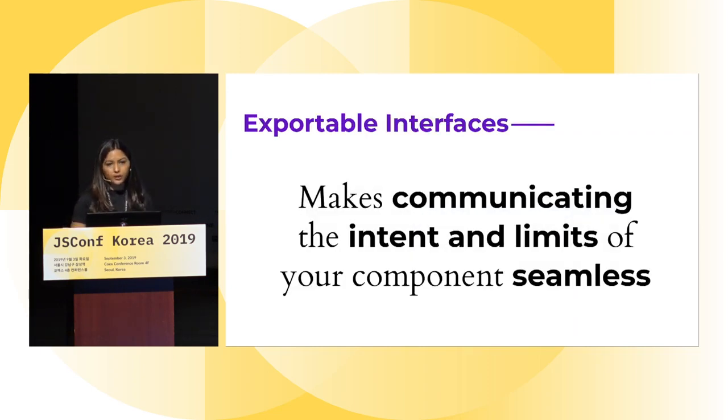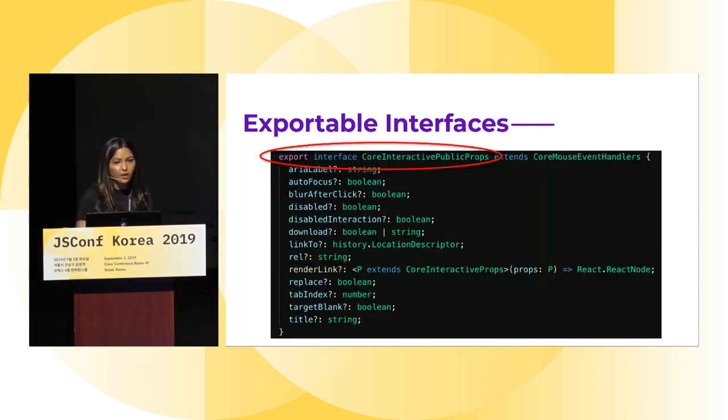TypeScript provides exportable interfaces, which makes communicating the intents and limits of your component seamless. An interface is basically the contract that the component must conform to, and it states what needs to be or could be done, but doesn't specify how it will be done. An interface contains the name of all of the properties along with all of their types. It also includes a signature for functions along with the type of arguments and the return type. For example, the title function returns a string.